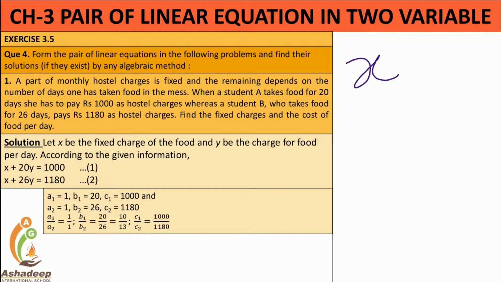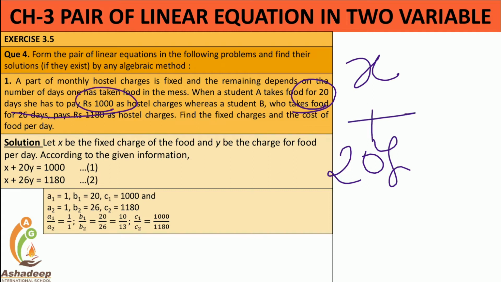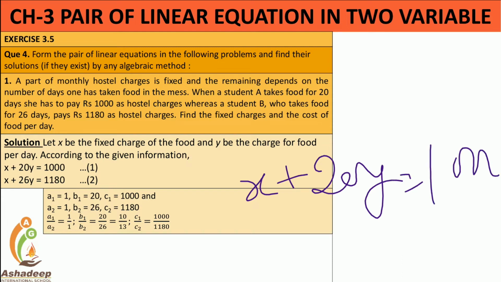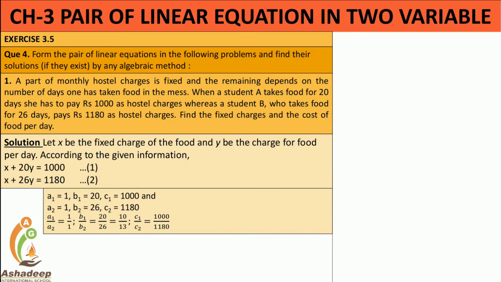See, fixed charge is x and per day charge is y, right? If he stays over there for 20 days, he needs to pay for the 20 days, and the total he needs to pay is 1000. Total means plus. So the exact equation is x plus 20y is equal to 1000.